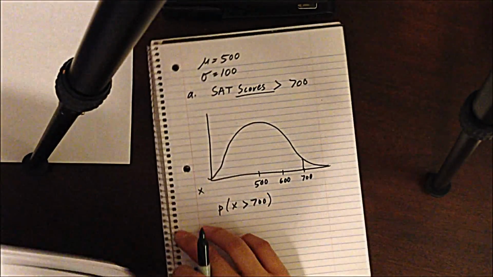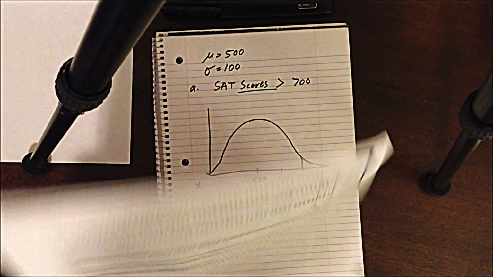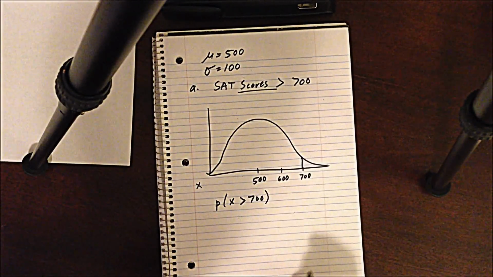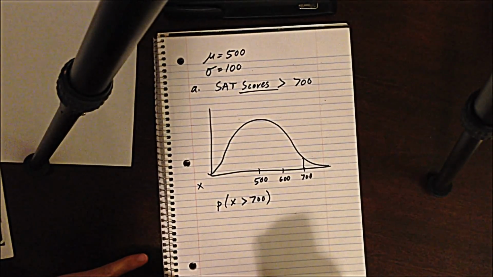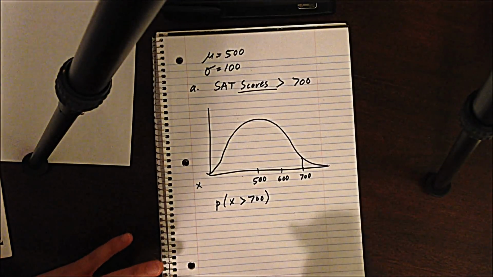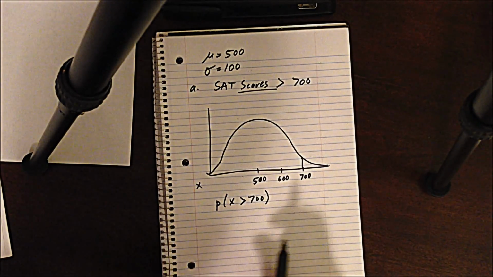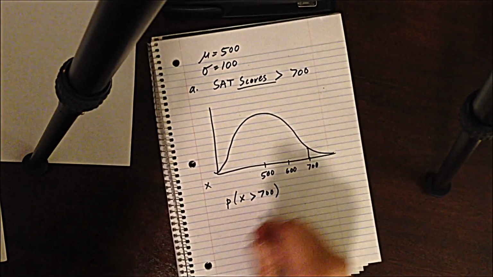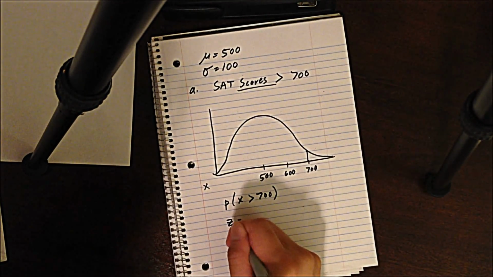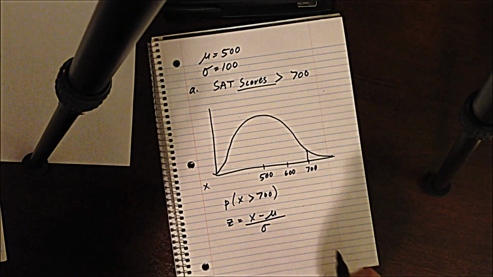So you might think that first thing we should do is jump to our tables, right? But you can't. We have to convert this to Z-score first, because the tables are Z-scores only. It'd be impossible to put all the different scores for SATs and stuff like that. You'd have a gigantic book. It wouldn't make any sense. So the formula for Z-score equals X minus mu over standard deviation.